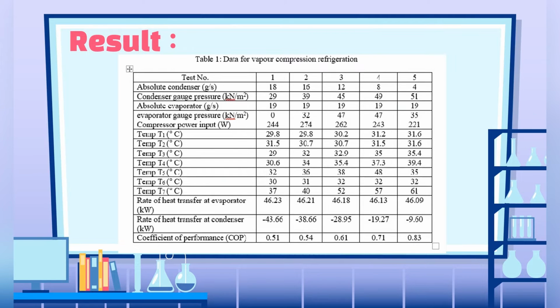Okay, so for the result, we want to calculate the rate of heat transfer at the evaporator, at the condenser, and also the COP, coefficient of performance. We have been provided with information such as temperatures T1 until T7, absolute condenser and absolute evaporator pressure, and also the power input. Basically, we obtain increasing values for the rate of heat transfer, and for COP we obtain values less than 1.